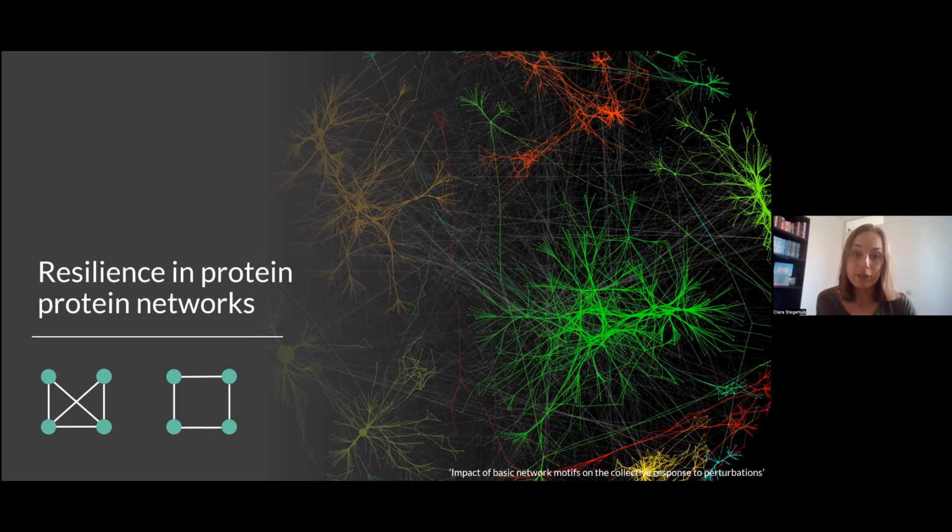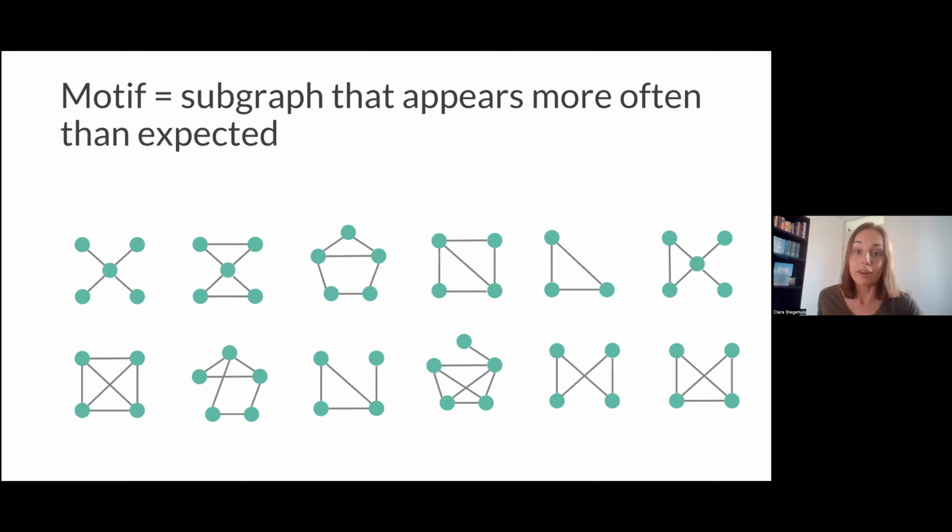So network motifs are what, at least, I think of as a network motif. That is, if you find a data set and you find some specific subgraph that appears more often than you would expect, then you can say this is a network motif.